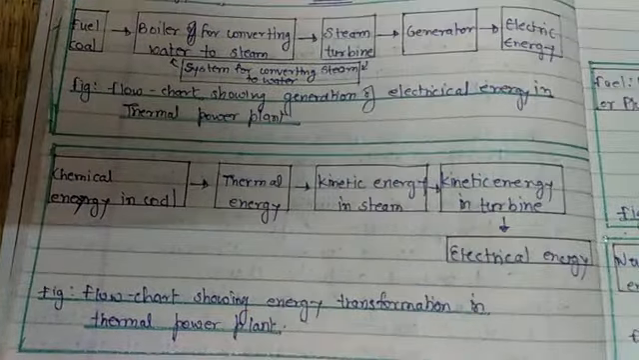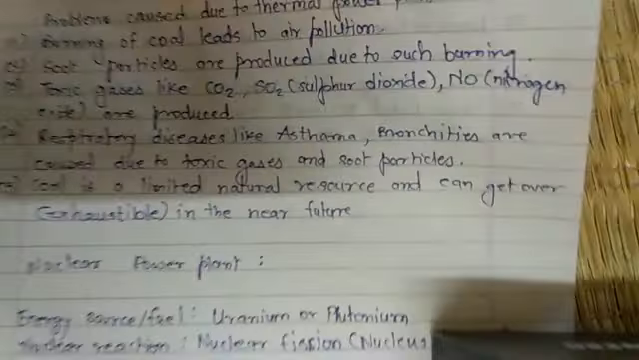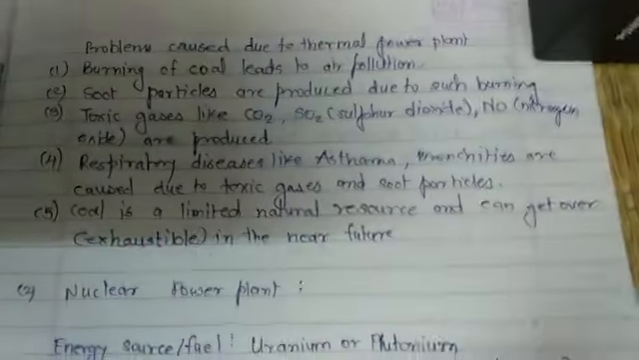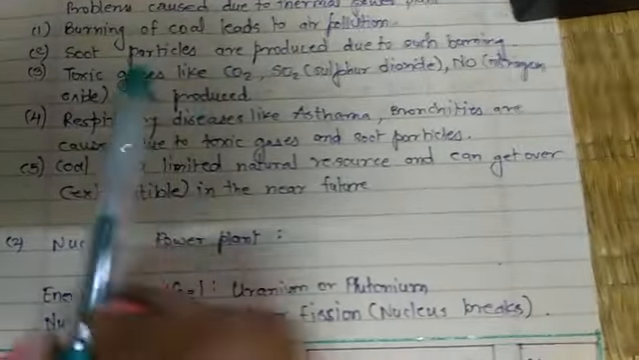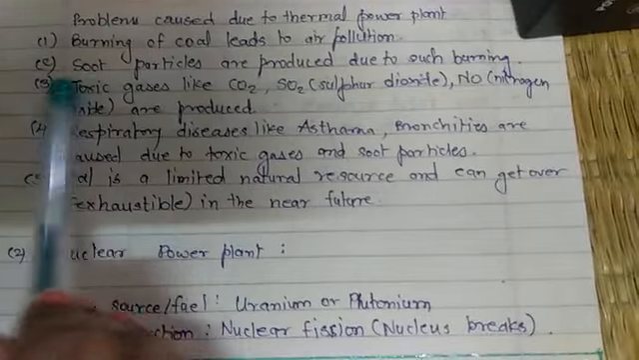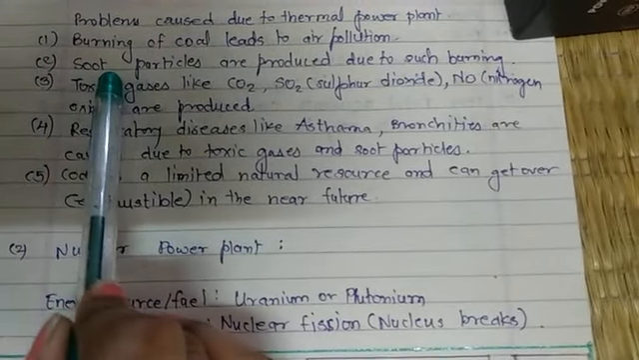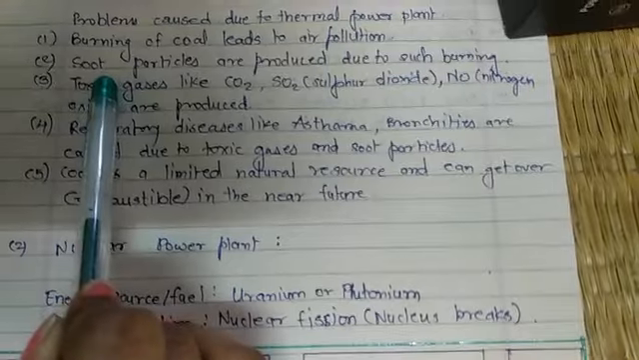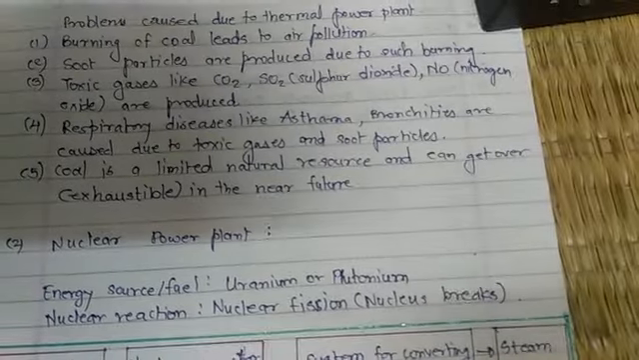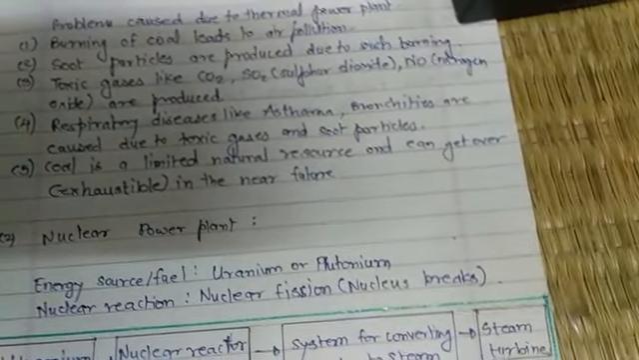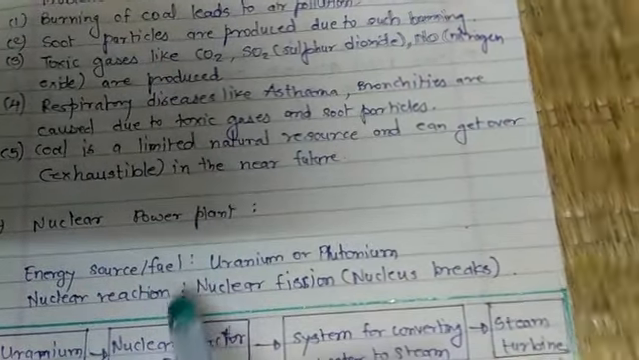Another point now is problems related to the thermal power plant. First, since we are burning coal, it leads to air pollution. Soot particles are generated. Now what is soot? Tell me, what is soot? Soot particles are those particles which are semi-solid and very dark black in color. These particles get mixed with air and then cause respiratory disease.